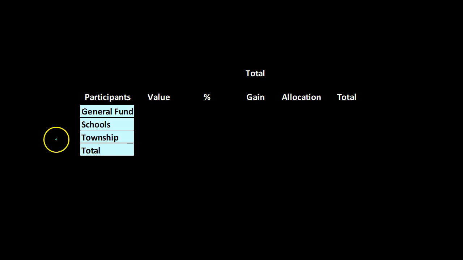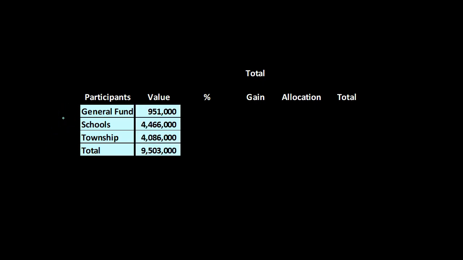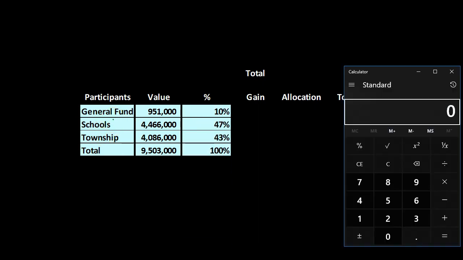We're going to say within our table, we've got the schools, we've got the township, we've got the general fund. Here's the overall values, the 951,000, the 4,466,000, and the 4,086,000. If we think about the percentages of the total, here's the 951,000 divided by the total 9,503,000. That's going to give us our 10% about.